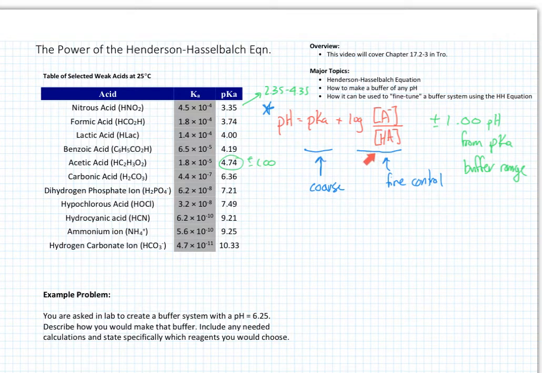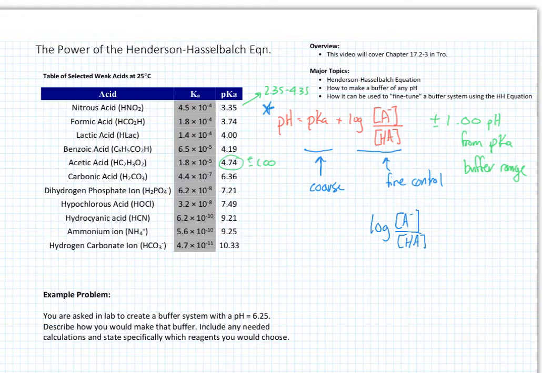Then the fine control is this second term. The reason why this is the fine control is you can dial in the ratio of conjugate base and conjugate acid to say what the pH actually is. Now, if you haven't figured this out already, where does this plus or minus 1 pH unit come from? Well, it comes from the second term, which is log A minus over HA.